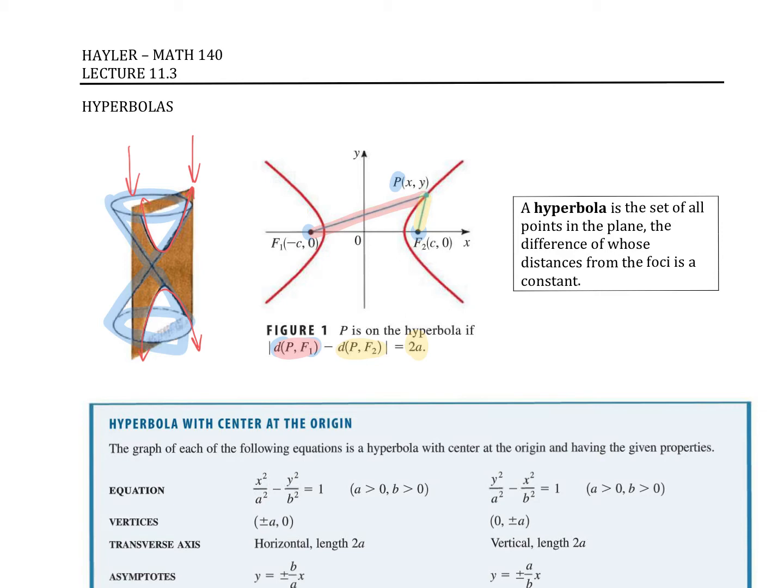No matter where we place that P value on the hyperbola, the difference between these two distances is going to be constant, which is really similar to what we had with an ellipse. If you recall that concept with the ellipse, when we had the two sticks in the sand and the string in between them, it's a similar concept, except these guys are actually the opposites of one another.